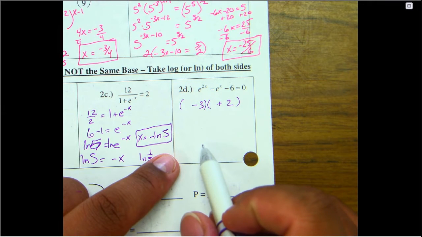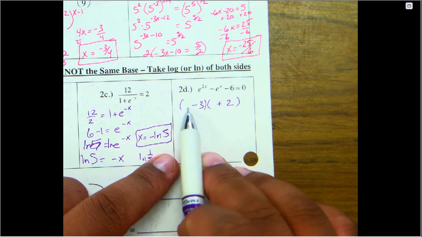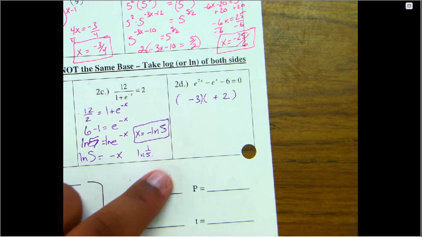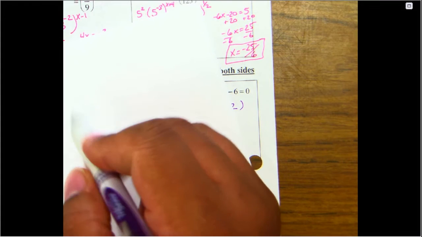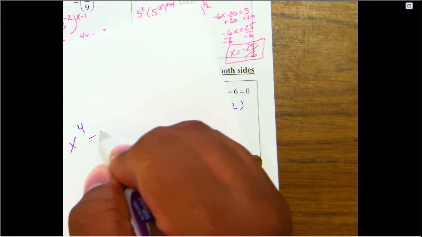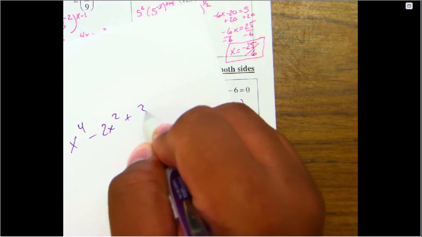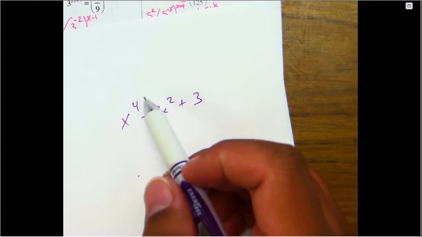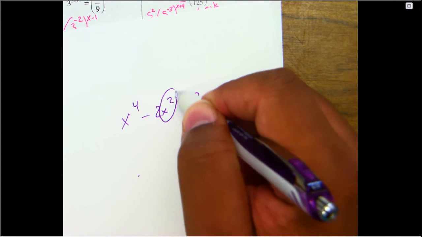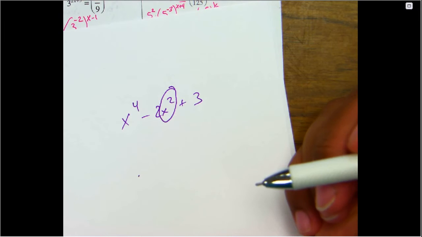-3 and +2, right? Typically, you would put x right here. And do you guys know why you always put x there? What if it was x to the fourth minus 2x squared plus 3? What would you use instead of x? You would use x squared. You're always using this one, the middle.